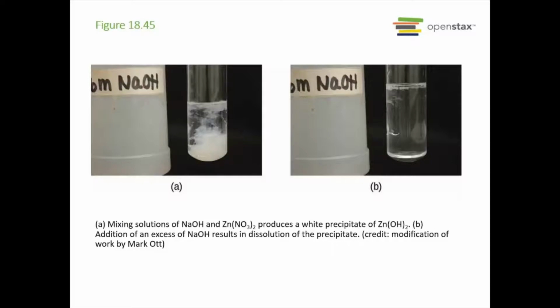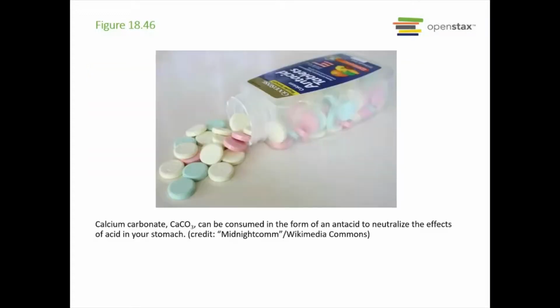In picture A here, you see a mixture of sodium hydroxide and zinc nitrate, and we get this white precipitate of zinc hydroxide. Whereas in B, we see that addition of excess sodium hydroxide is going to result in the dissolution of the precipitate. So it's kind of cool. You add more hydroxide, and you can actually redissolve the precipitate. Calcium carbonate, aka Tums.